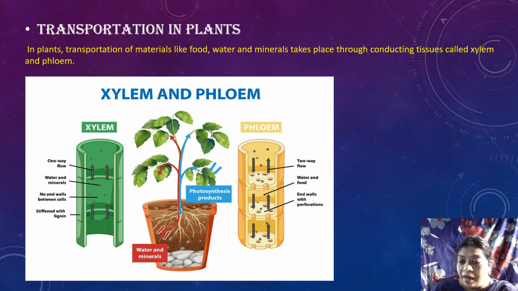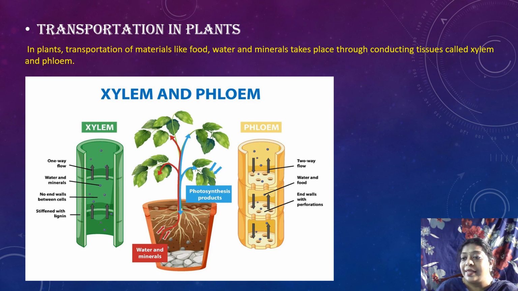Likewise, the same applies to plants also. This phloem helps to give mechanical support and stability to the plant. That is the main function of the phloem. So this is how the transportation of water and minerals takes place in plants. It takes place through conducting tissues. The conducting tissues are nothing but the xylem and the phloem.